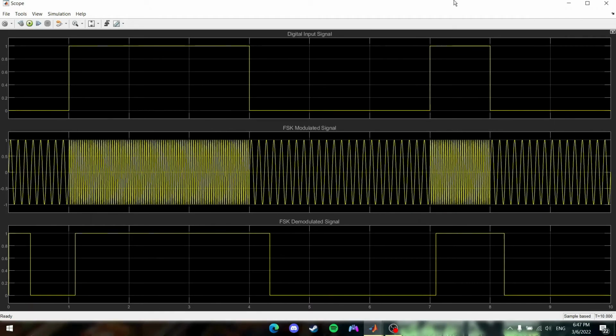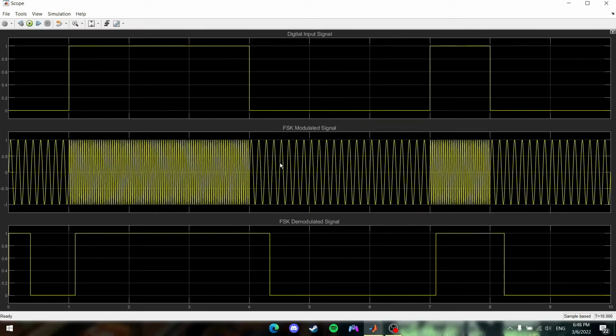And the top one here is the digital input signal. The input here, this one is generated by Bernoulli binary generator. The input is 0, 1, 1, 1, 0, 0, 0, 1, 0, 0. And the middle one here is the FSK modulated signal. As I said before, there's going to be 2 different frequencies, as we can see here. So when the input is 1, the frequency is higher compared to the frequency here when the input is 0.